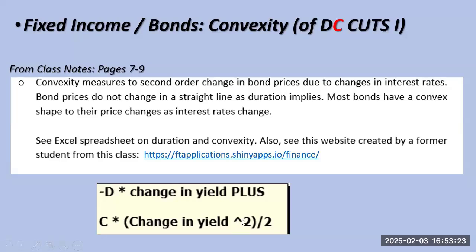When you take the change in yield and you square it, you get a really small number. You square 0.01, you get a really, really small number. And then we divide that by 2. What that means is convexity doesn't have much impact unless interest rates move a bunch. When interest rates don't move much, convexity has very small impact.